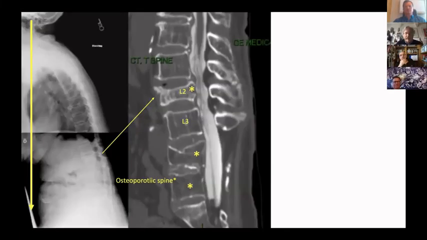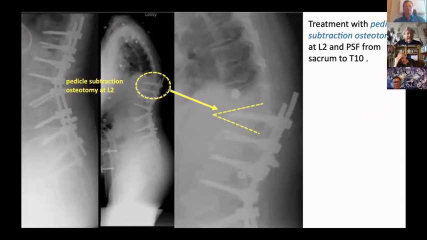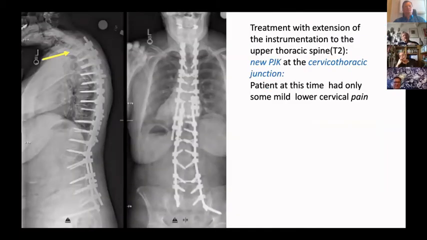So you see this osteoporotic spine in a 60-year-old female patient with a history of multiple previous spine surgeries, and she has osteoporotic compression fractures and a sagittal decompensation. She has been treated with a pedicle subtraction osteotomy at L2, as you can see here. And it didn't take long, only 2 weeks after the surgery. She had a fracture of the uppermost instrumented vertebra with wedge compression fracture, and the angle of the PJK was more than 30 degrees. Again, this patient has been reoperated.